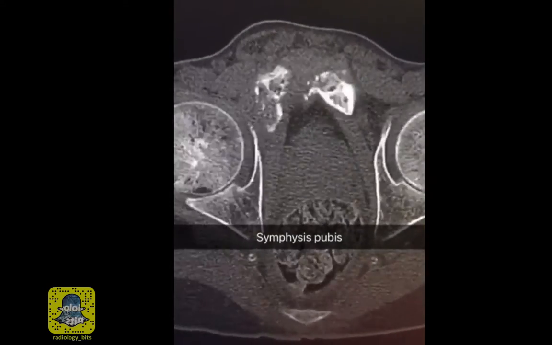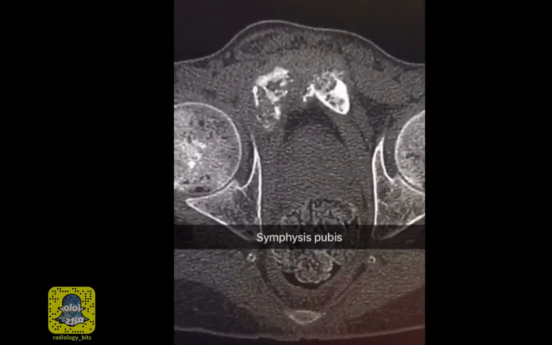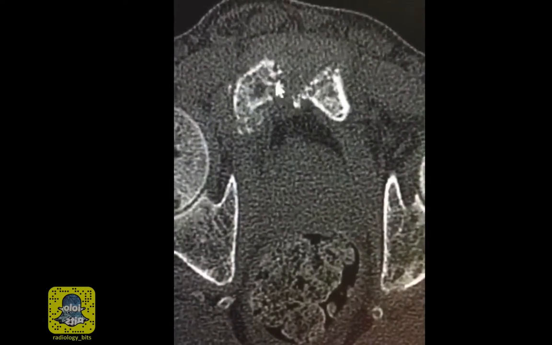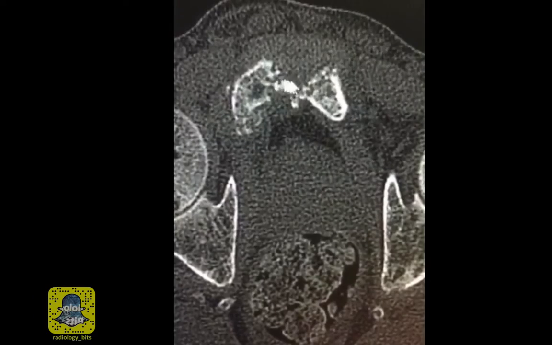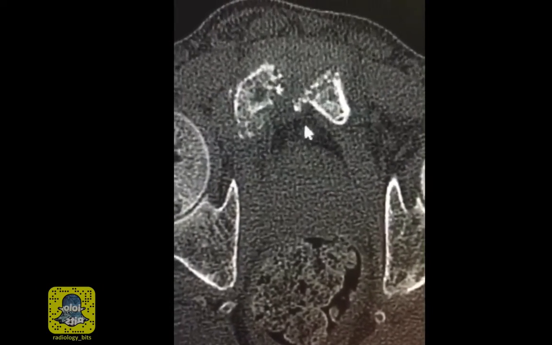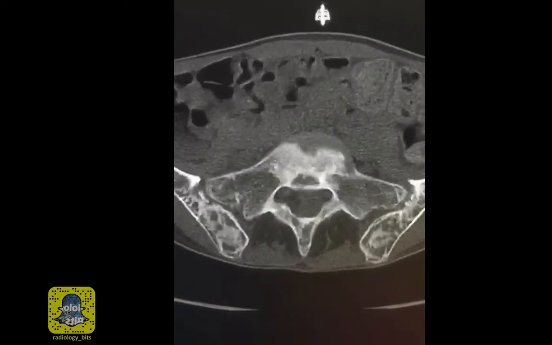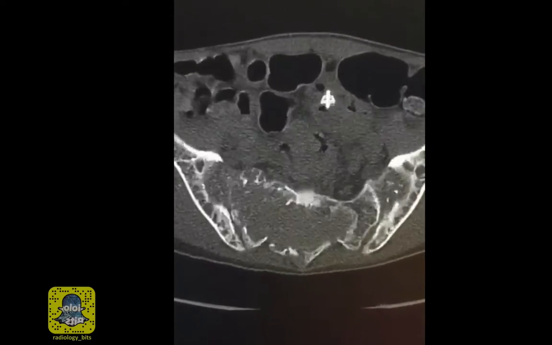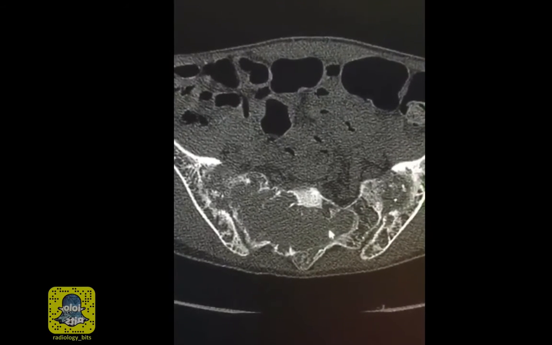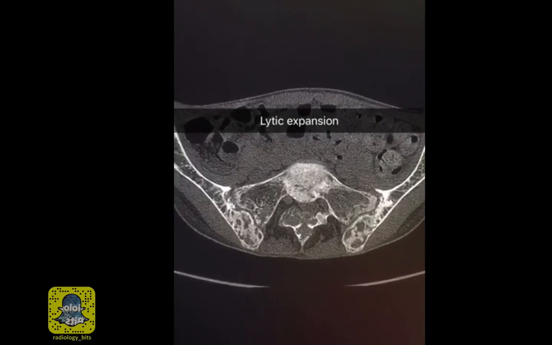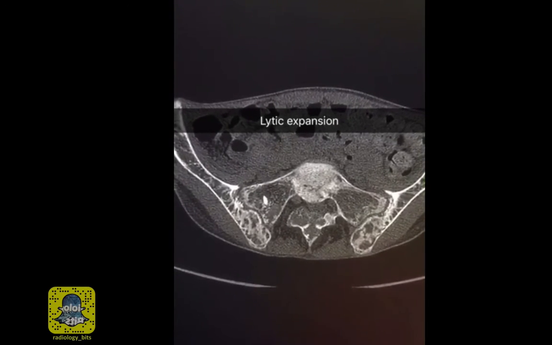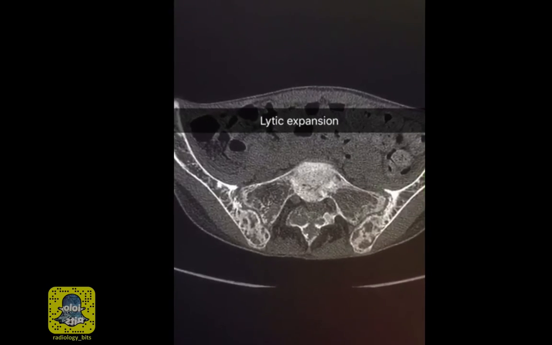Now, proceeding with the case, you'll notice that the symphysis pubis is also distorted. Not only that, there is abnormal widening of the joint here. This tells you that there is resorption at the joint. Leaving that for a second, you notice that the bone texture is totally abnormal. There is diffuse expansion of the bones with lucent areas, which we call lytic areas.